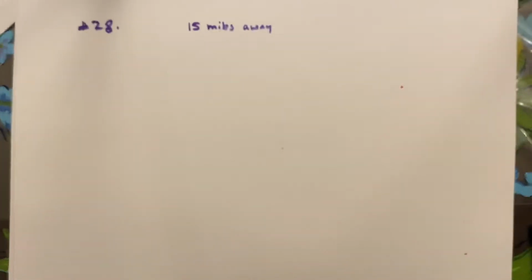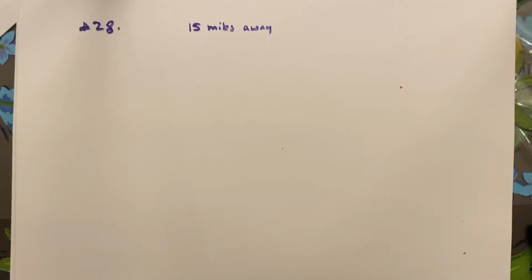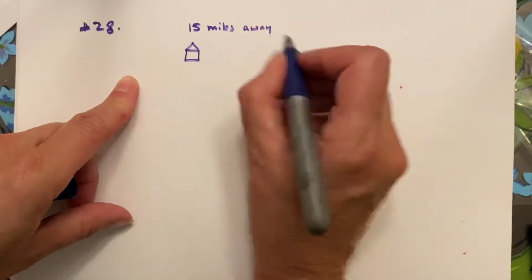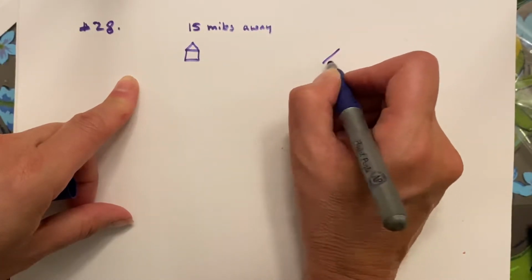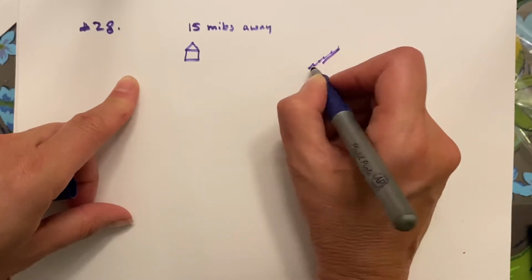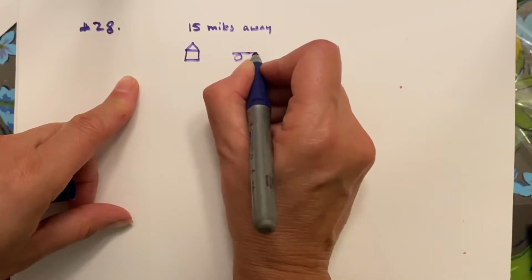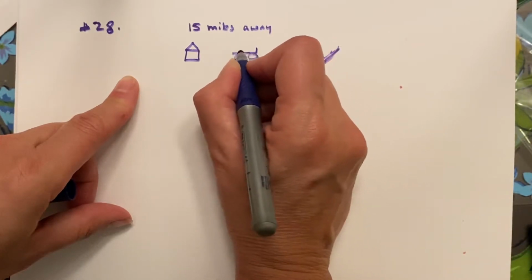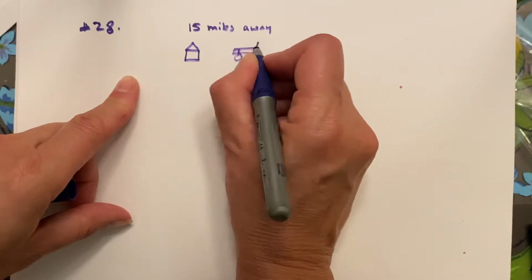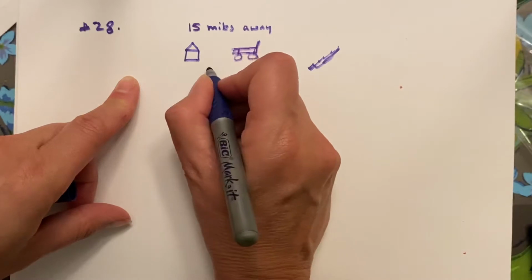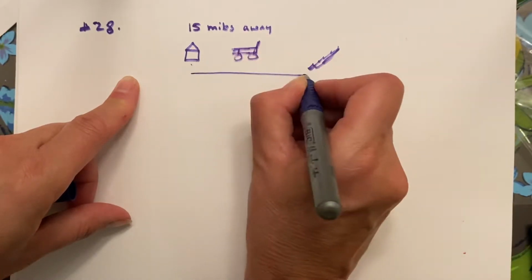Your average speed on the way home is 5 miles per hour less than your average speed on the way to the beach. So here's your house, and here's the beach. And here's your bike. Actually, it's a good thing I didn't enter any drawing contests. So you're riding your bike to the beach, and it's 15 miles away.